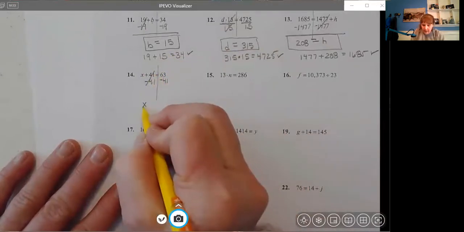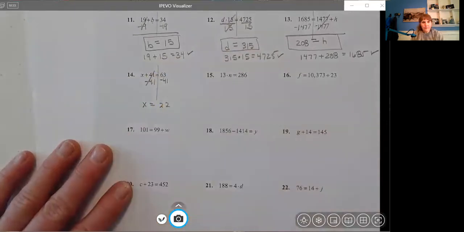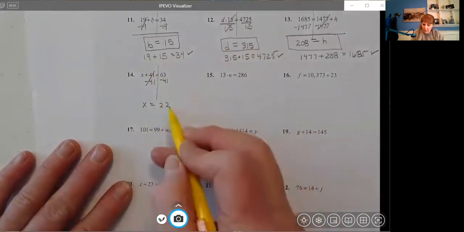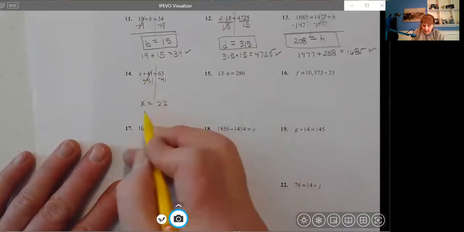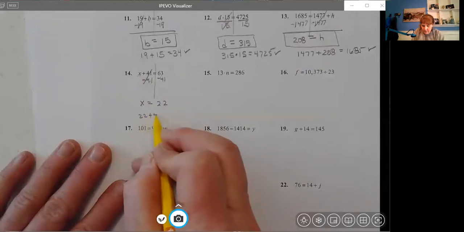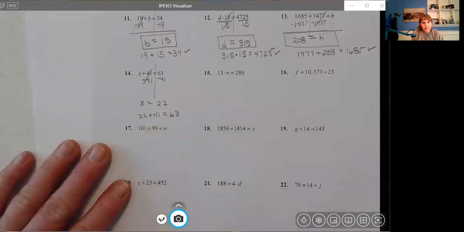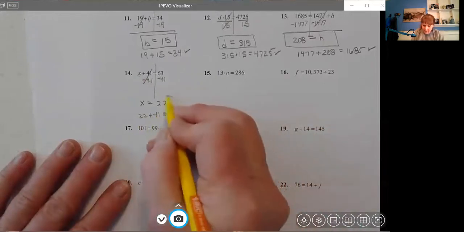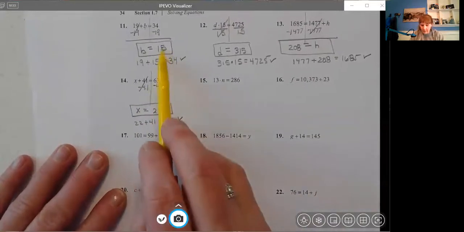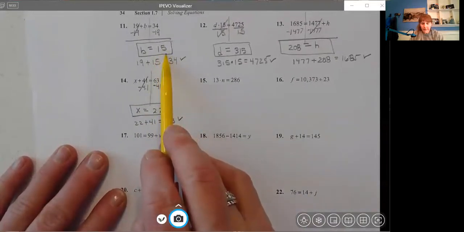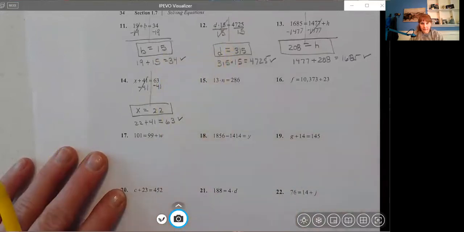So we end up with x equaling 22. And then you would check it. You could put this right here for the x. You're going to substitute that back in and see if you get 63. And you do. So it checks. So there's your answer. All right, so in other words, there are times when we're subtracting on both sides, and there are times when we are dividing both sides.